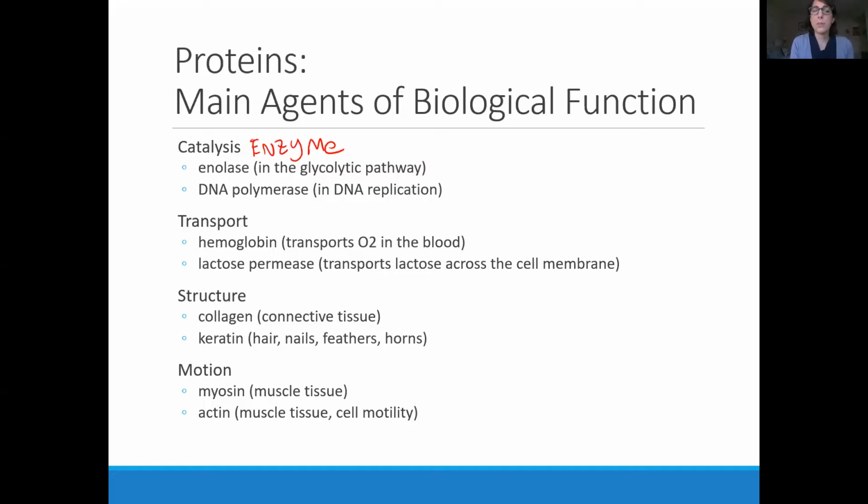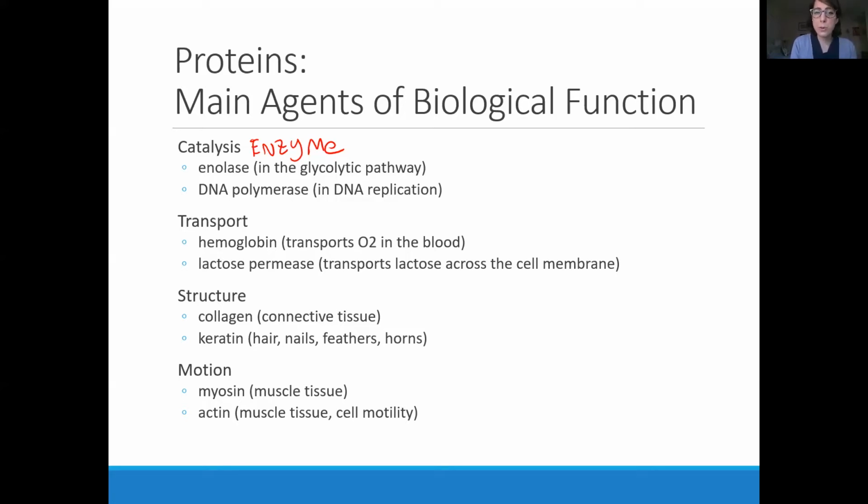Proteins also help with structure in living organisms. So collagen, which makes up connective tissue, is just made of protein. So for example, that's what makes up the parts of our ear, the soft collagen. Keratin, which is responsible mostly for the makeup of our hair, our nails, or even feathers and horns in other animals, is also built on proteins.